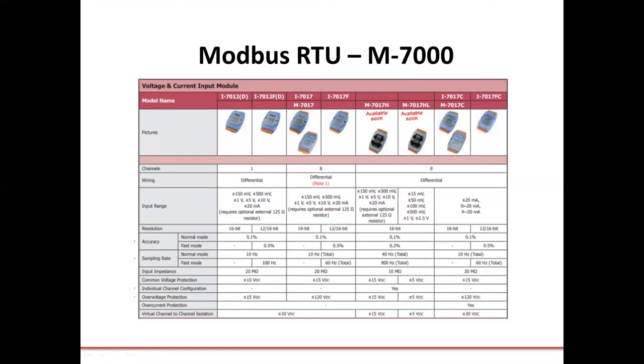Differential signals mean that each signal has its own individual ground. When a module has multiple sensor types, you want to look for individual channel configuration shown here at the bottom. For this picture right here, the M7017H and HL series would be the ones with individual channel configuration.